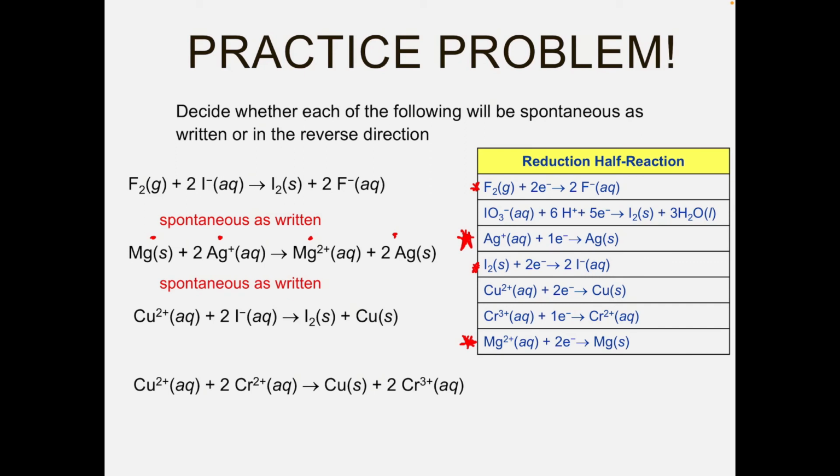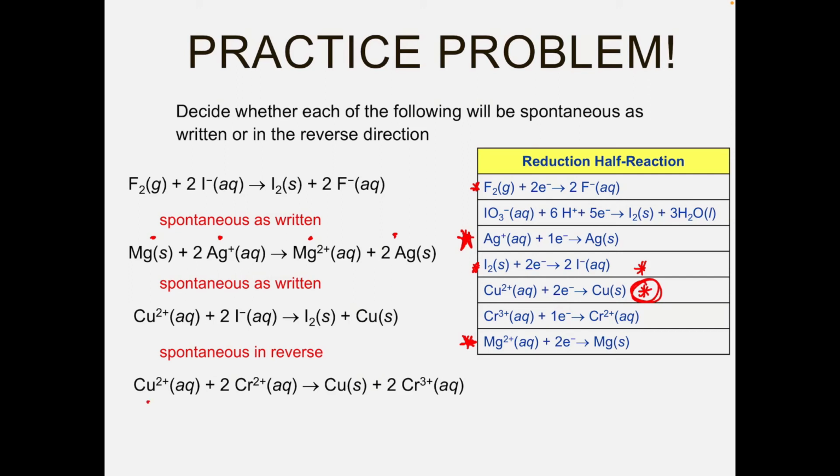The next one has copper being reduced to copper solid, and iodine being oxidized to solid iodine. If we look at this, here's copper, there it is, and here's iodine. In our reaction, copper is being reduced, so copper should be higher on the reduction potential table, but it's not. Copper is below iodine on the reduction potential table. Therefore, copper should be being oxidized if this was spontaneous. So this will be spontaneous in the reverse direction.